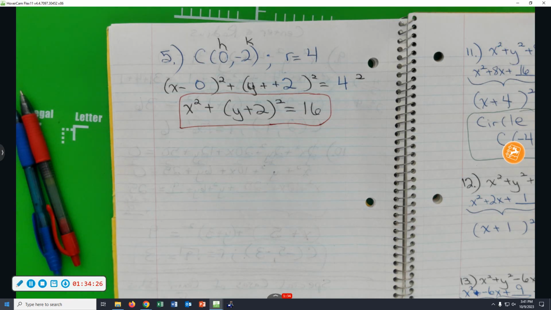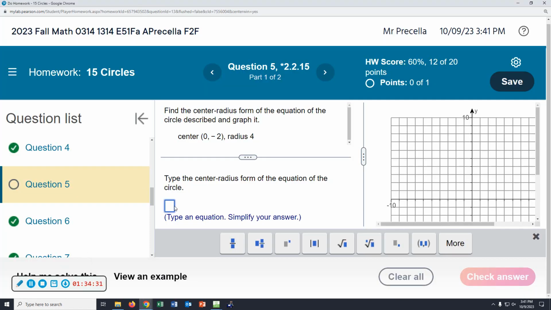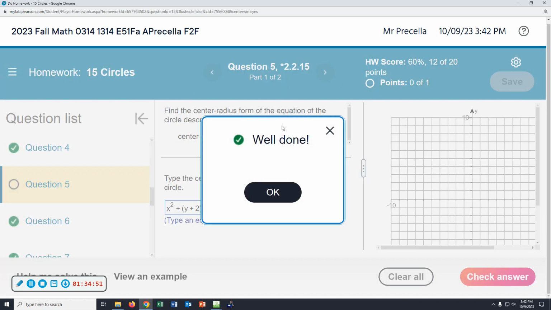And they want us to type that answer in. So, x squared plus (y plus 2) squared equals 16. Is that what I wanted to type? Yes.